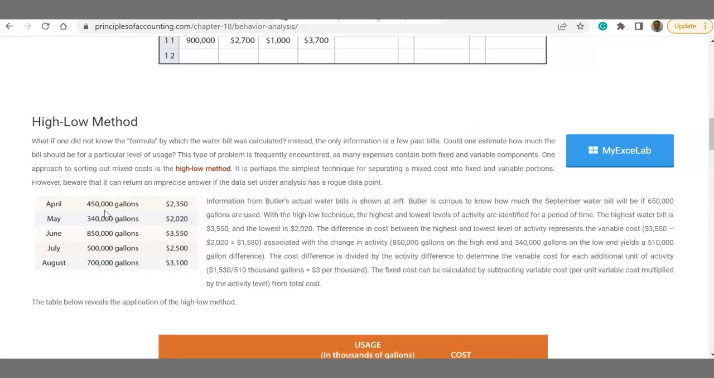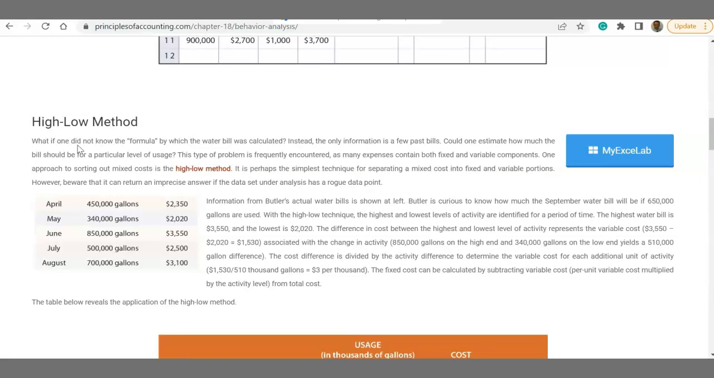So all you need to have is just, let's say, 1 year of data in regards to the cost, or 6 months of data in regards to the cost. So here we have 6 months, for example, between April and August. Over the last 6 months of operation, we used different amounts of water, from 450,000 gallons all the way to 700,000 gallons. And the cost was, based on the bill that we received from Water and Power, at different levels. So in the high-low method, you choose the highest one and the lowest one, and you go with that.